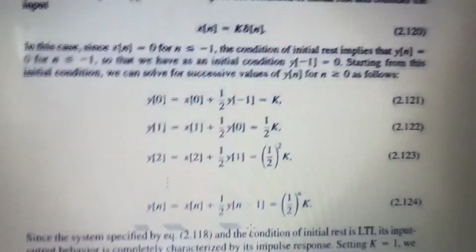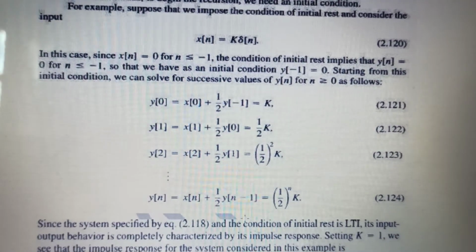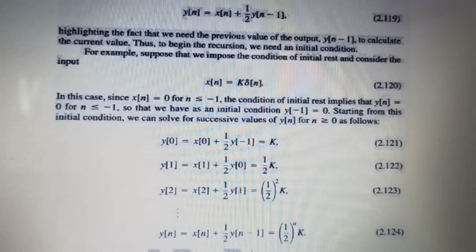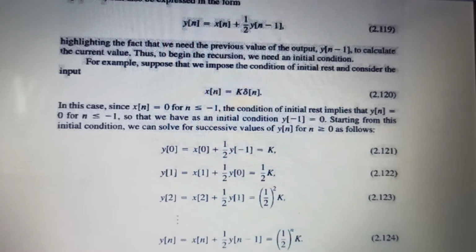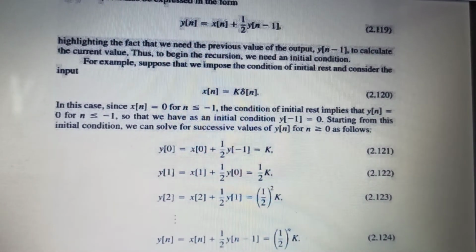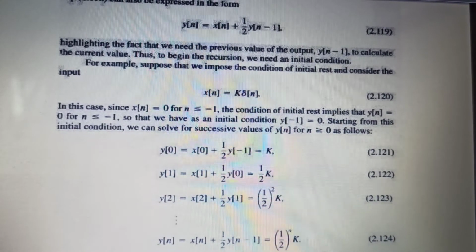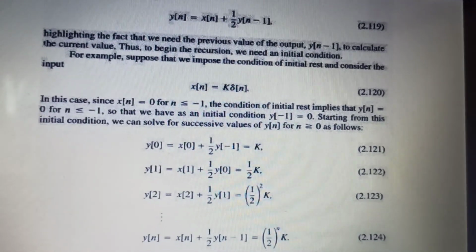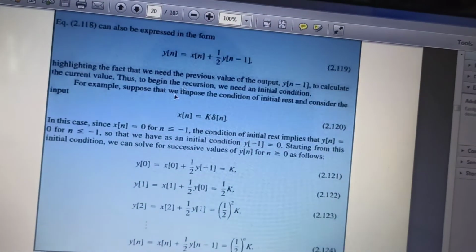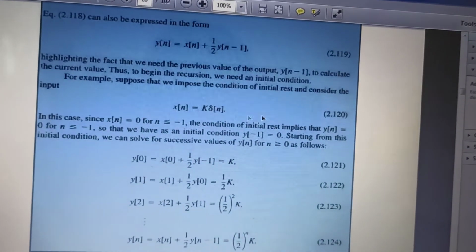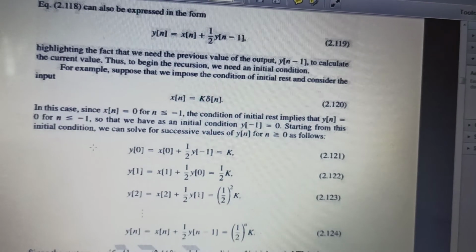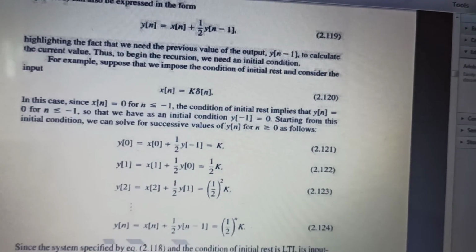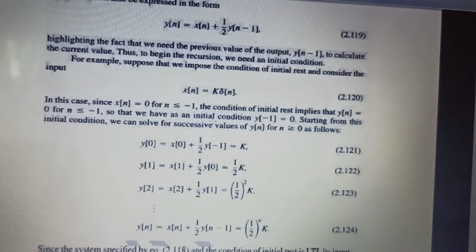Now have a look at this. Now we will successively put the value in the equation y of n equals to x of n plus half y of n minus 1. Put n equals to 0, so it becomes y of 0 equals to x of 0 plus half y of minus 1. And this is equals to k, because x of 0 is k delta 0. This delta 0 is 1, so this is k, and half y of minus 1 is going to be 0. So y of 0 comes out to be k.